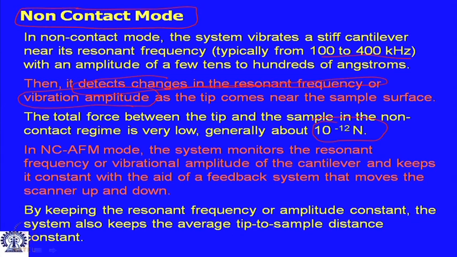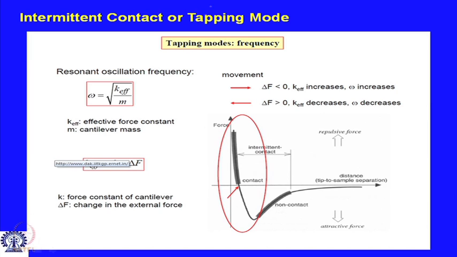By keeping the resonant frequency or the amplitude constant, the system also keeps the average tip sample distance constant. So, this is what we already said, that the feedback now operates on the amplitude or the frequency. The controller tracks the change in the amplitude, that is typically what is done, and when we discuss tapping mode, it will be clearer how this change in the amplitude can be detected.